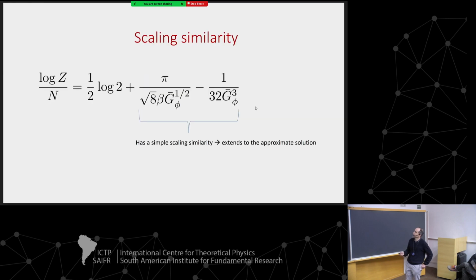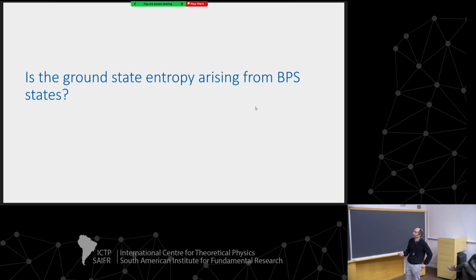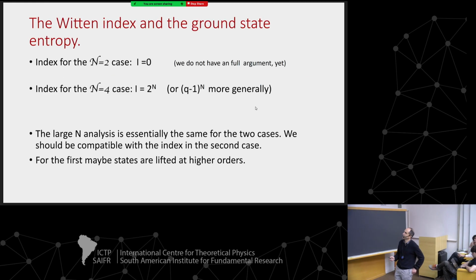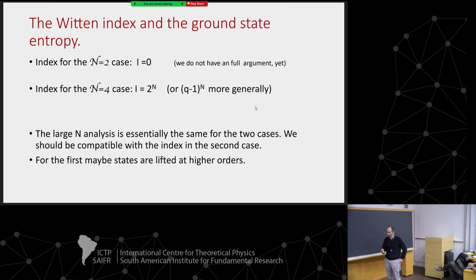Now, one feature that we also found was that there was this constant term, which suggests a ground state entropy. Now, the question is whether these ground state entropies are arising from BPS states in this model or not. And for that, one can look at the index for this model. You can compute the index for this n equal to 2 case, and we seem to find 0. We don't have a full argument, but we think it's 0. And then for n equal to 4, we know for sure that it's 2 to the n for q equal to 3, or more generally, there is a non-zero value of the index that agrees with the ground state entropy that we computed just now.